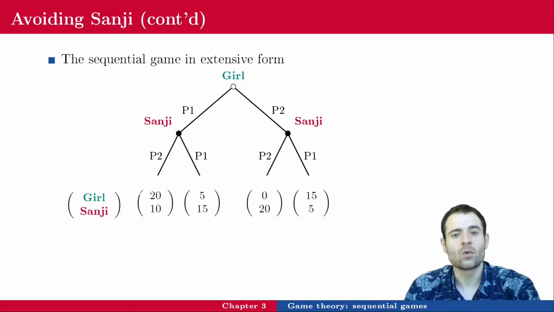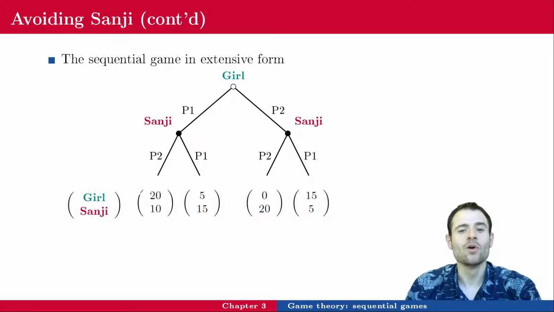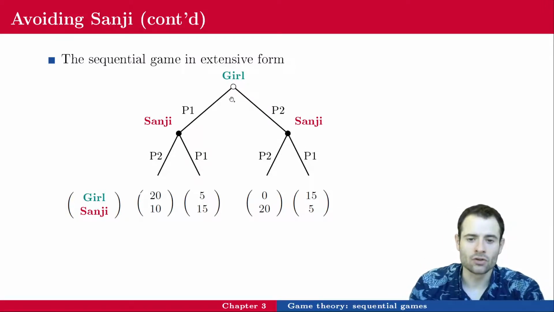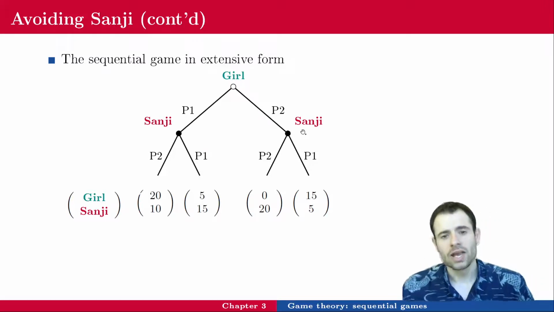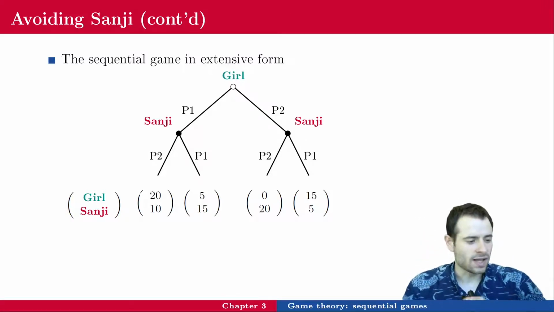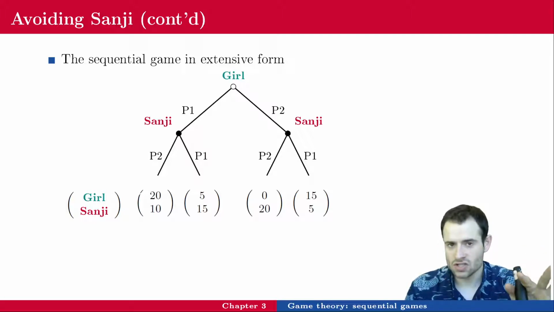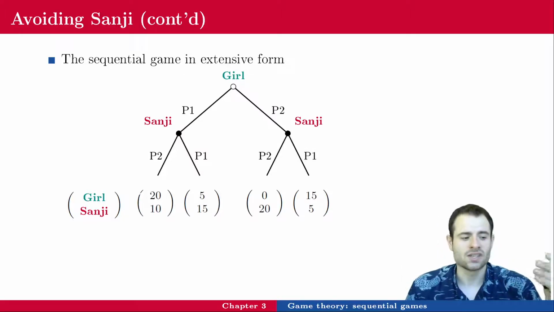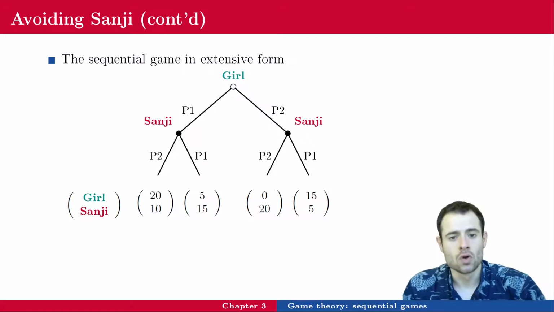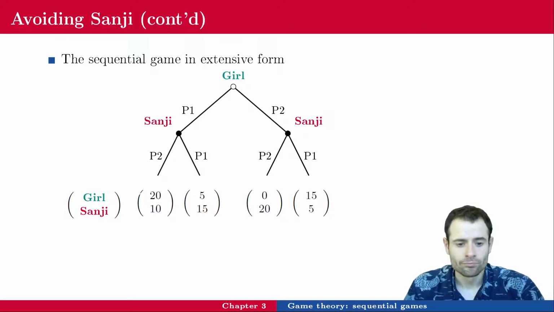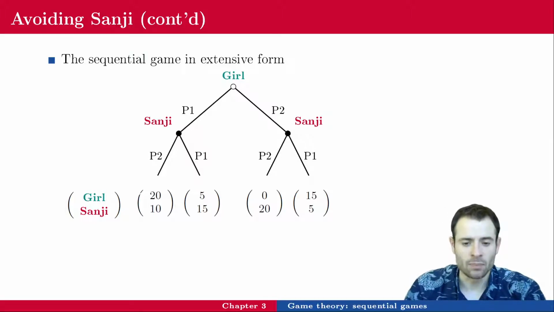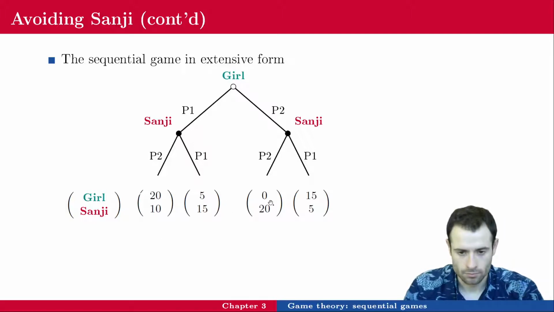So what if they play sequentially? And what if the girl moves first? So the girl first chooses to go to party 1 or party 2. And then Sanji gets to learn about it. Maybe he gets a text message from one of his friends at each party. One of them says, she's not at this party, and the other one says, she is at this party, or something like that. Then Sanji has to decide whether to go to party 1 or party 2. And the associated payoffs are here.